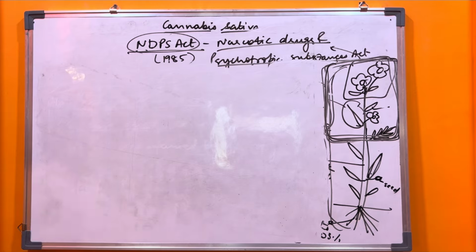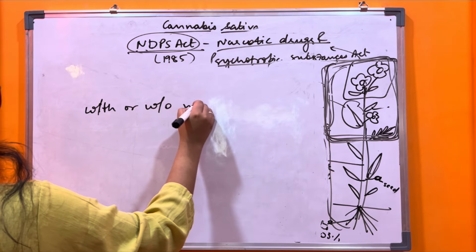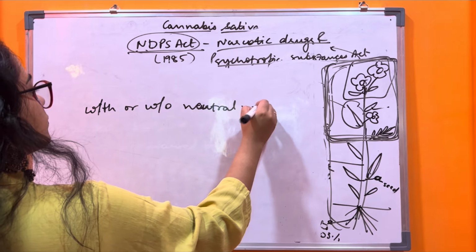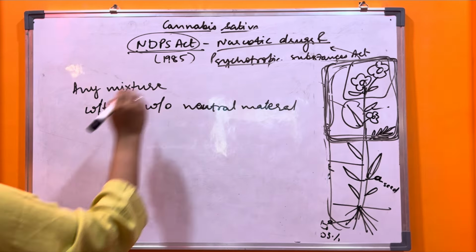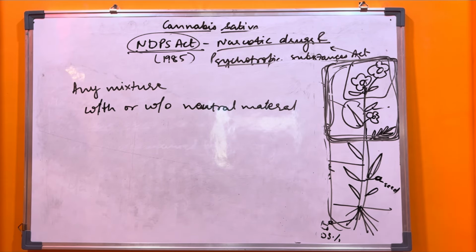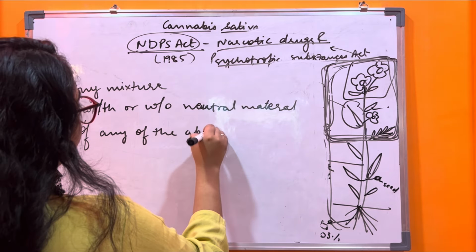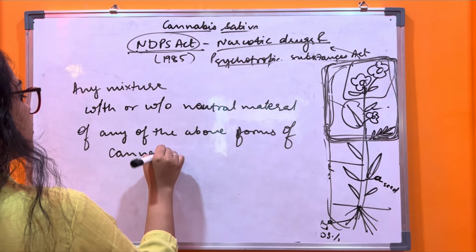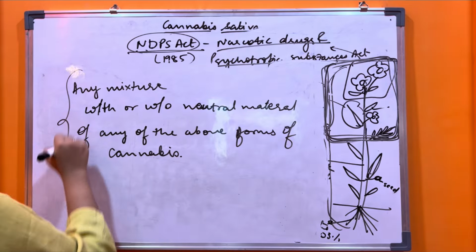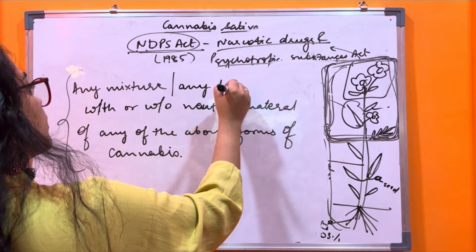And then in NDPS Act it is mentioned that any mixture, with or without neutral material, of any of the above forms of cannabis, right, is also included under NDPS Act. Any mixture or any drink, right?